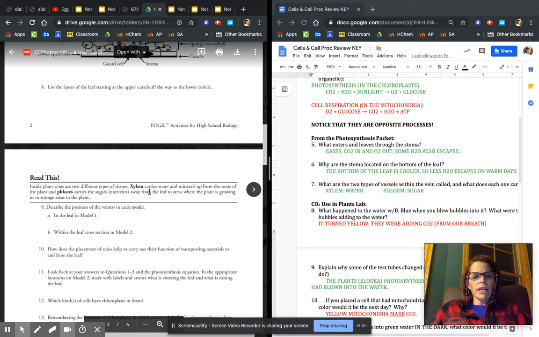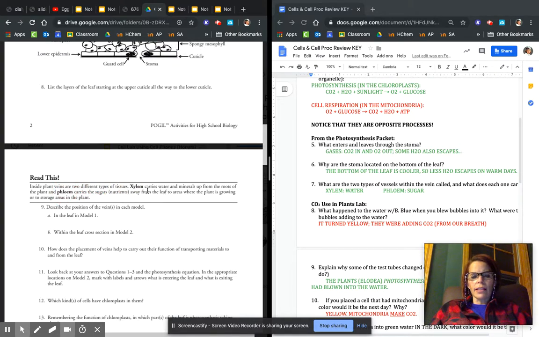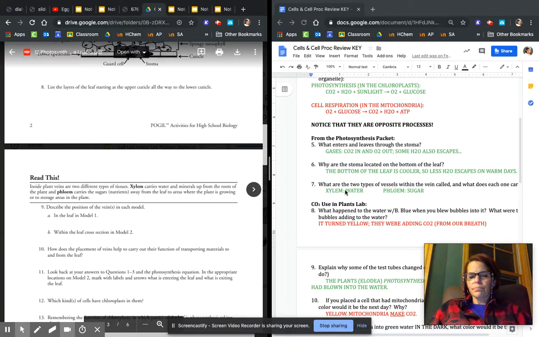And then it says, what are the two types of vessels? And this is where you found that. Inside the plant are two different types of tissues. Xylem is one, phloem is the other. Xylem carries water and minerals, and phloem carries the sugars.